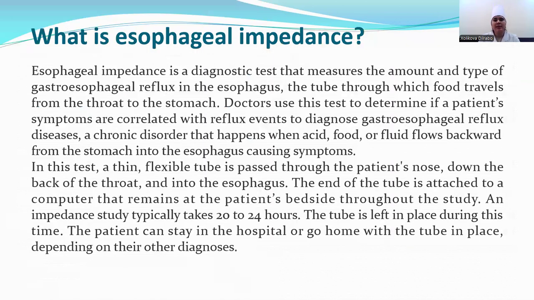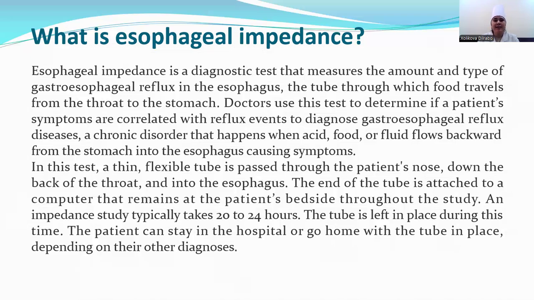Next examination method is esophageal impedance. What is esophageal impedance? Esophageal impedance is a diagnostic test that measures the amount and type of gastroesophageal reflux in the esophagus, the tube through which food travels from the throat to the stomach. A doctor uses this test to determine if a patient's symptoms are correlated with reflux, and even to diagnose gastroesophageal reflux disease, a chronic disorder that happens when acid, food, or fluid flows backward from the stomach into the esophagus, causing symptoms.